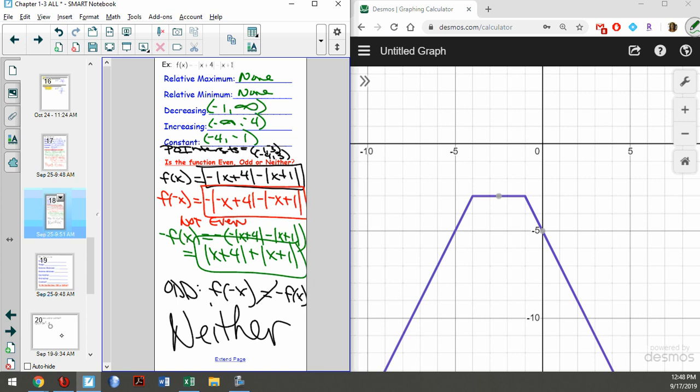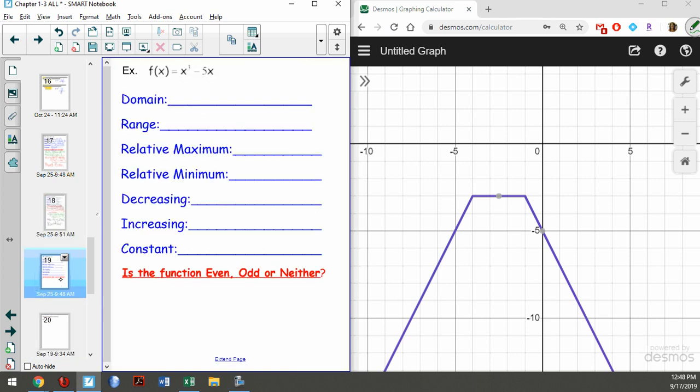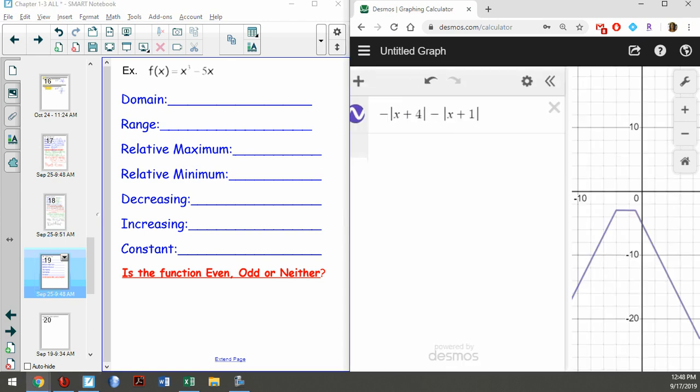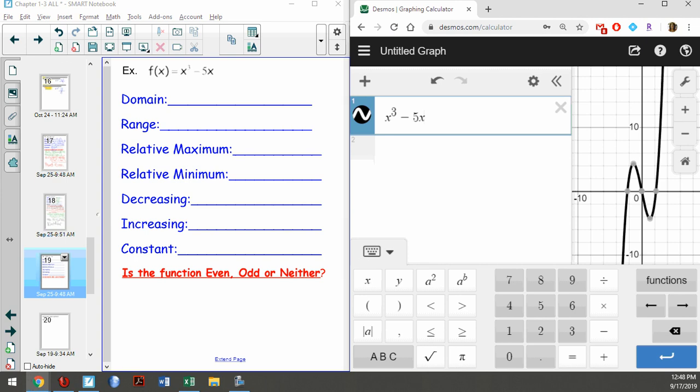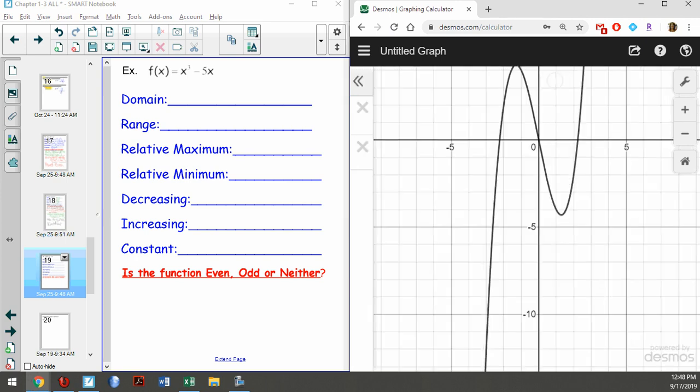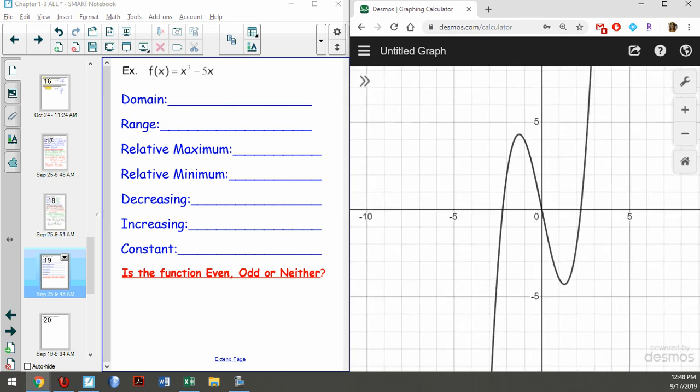Okay, let's do this again. X cubed minus 5x. So I'm going to go over here with my graph. Make this x cubed minus 5x and hit enter. Okay, what do you think? Off the top of your head, what do you think the symmetry is going to be of this thing? Why odd? If you fold it over the x-axis and fold it over the y-axis, it's going to lay directly on top of each other. Do you see that?